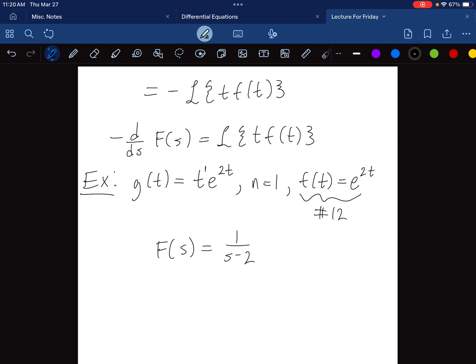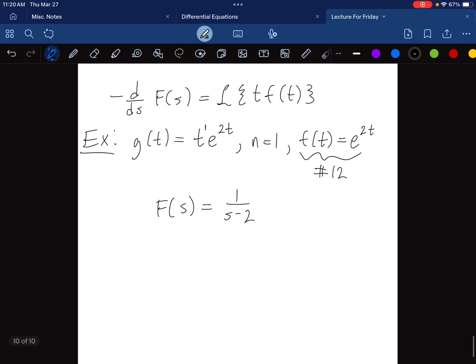And so here we need to take the derivative of capital F of s in order to find the Laplace transform of little g. So that derivative, right, this is just quotient rule, it's going to be negative 1 over s minus 2 squared. With this, right, we can now take the Laplace transform of g.